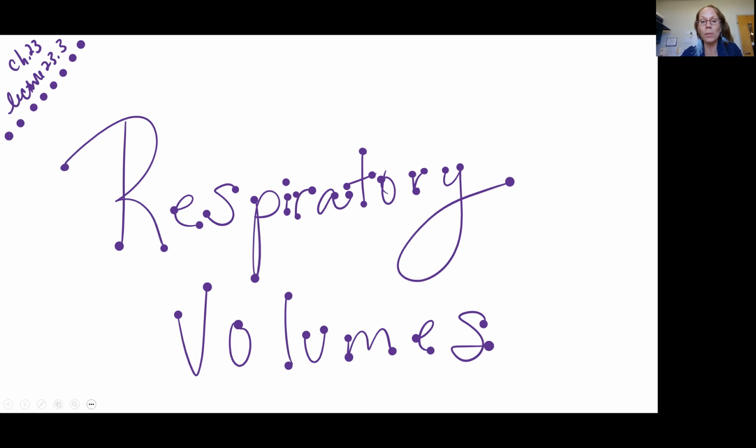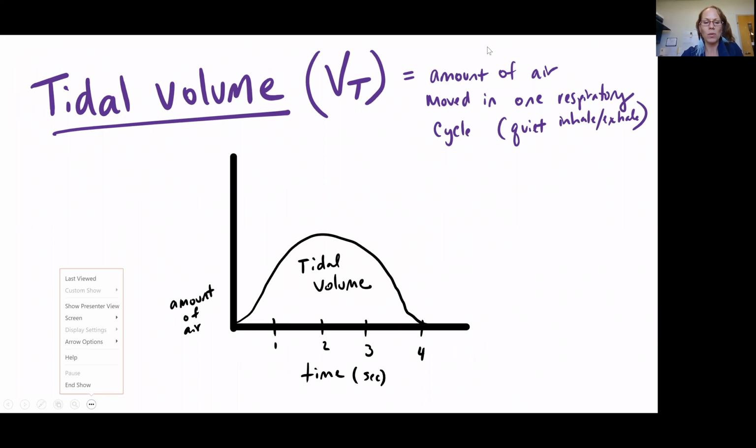We are still working through that pulmonary ventilation information, and our topic for this video is respiratory volume. So let's get started. When we are doing our normal resting breath, we describe that as our tidal volume. Tidal volume can be abbreviated as big V subscript capital T. This is essentially the amount of air that is moved in one respiratory cycle.